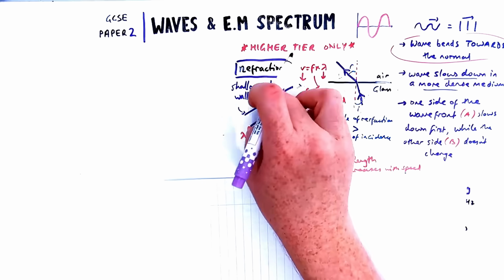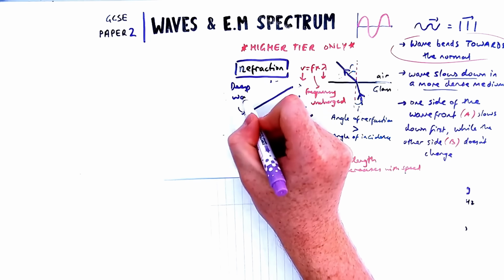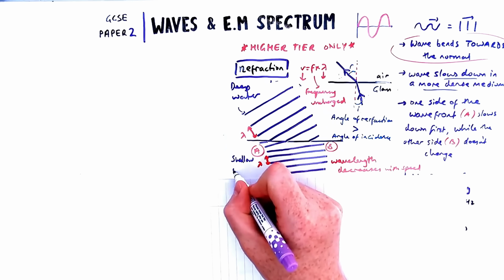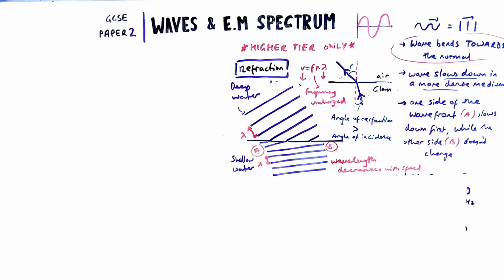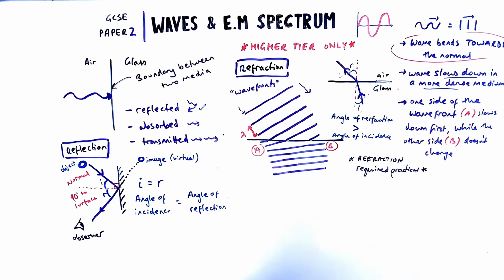This effect can also be seen in water. If you travel from deep water to shallow water, the same thing will happen. You'll find refraction occurs and the wavelength will change, again getting shorter in shallow water.